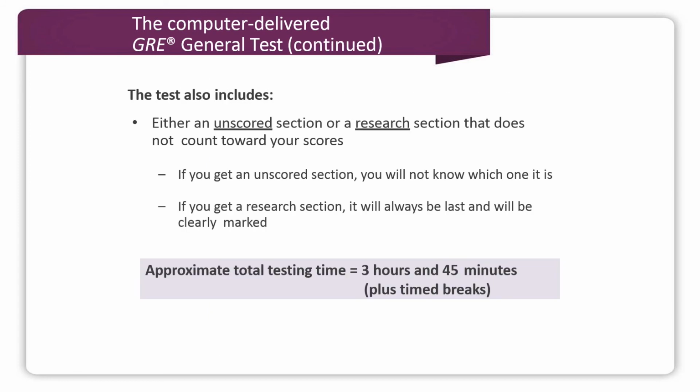All test takers also receive either an unscored section or a research section. You will not know if the section you are working on is an unscored section, so you should try to do your best on all the sections. If you receive a research section, it will be clearly indicated, and it will always be the last section of your test. Whether you receive an unscored section or a research section, your answers to those questions will not count towards your score. In total, the GRE General Test is approximately 3 hours and 45 minutes in length, plus timed breaks.